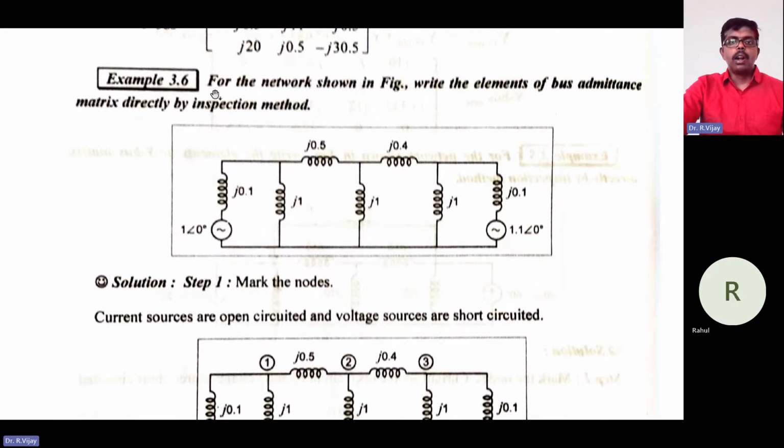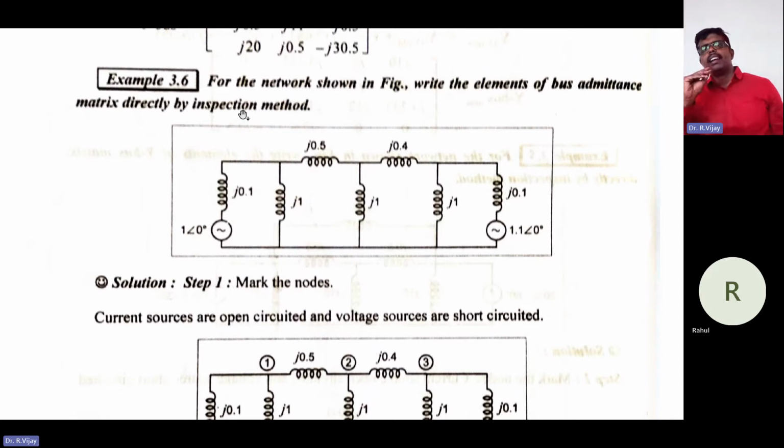So just take down this problem. For the network shown in the figure, write the elements of the bus admittance matrix directly by the inspection method. They will say it like directly by inspection method or by direct inspection method. Or generally they will say, for the network shown in the figure below, formulate the bus impedance matrix. So you can go with the direct impedance method.